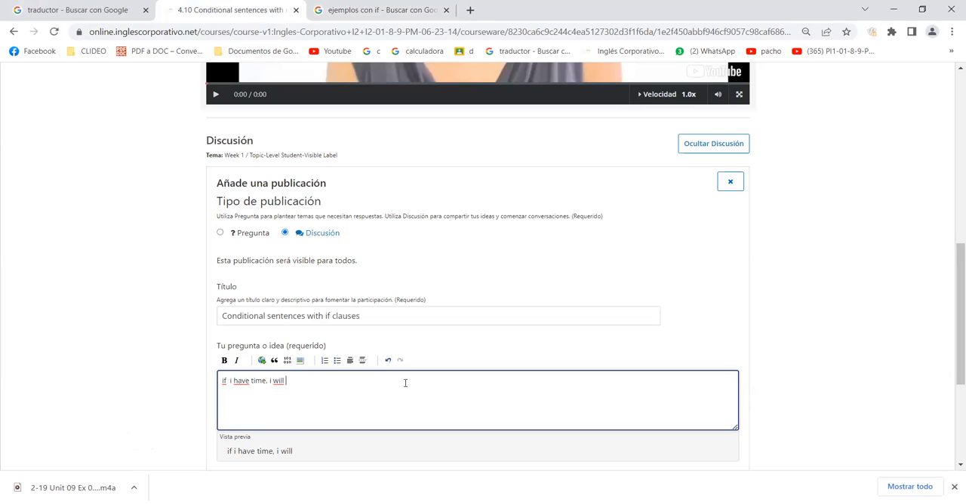Creo que en este tenemos que usar el might o el may. Ahí podríamos poner I may, en vez de will. I may. ¿Cómo se escribe may? M-A-Y. May es de poder, ¿verdad? Correcto, de poder, sí. I may finish the letter.